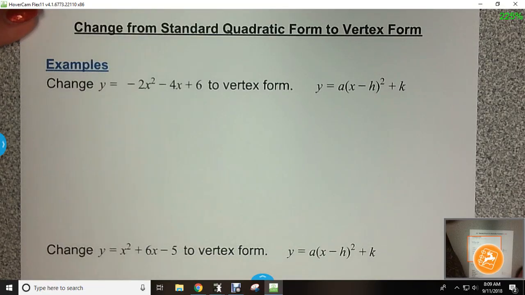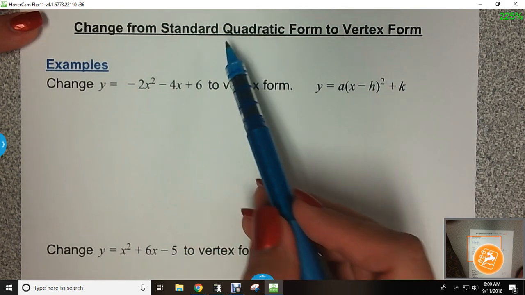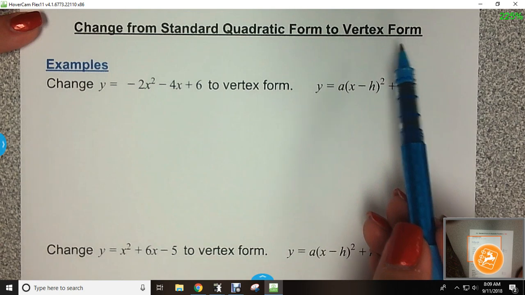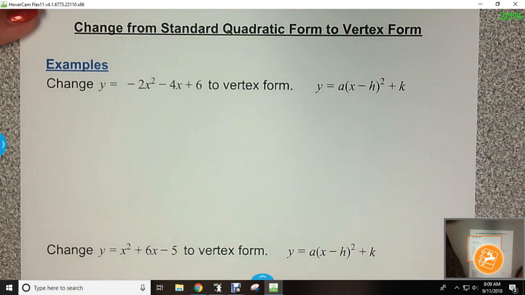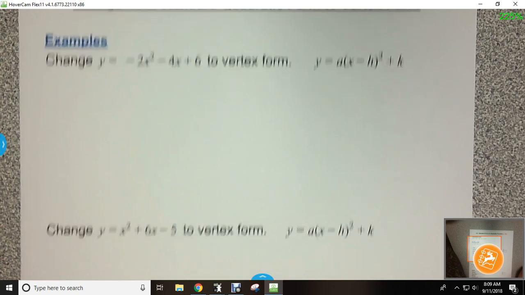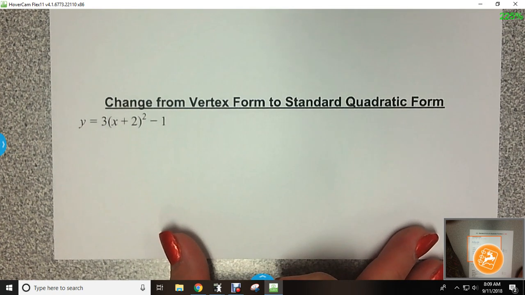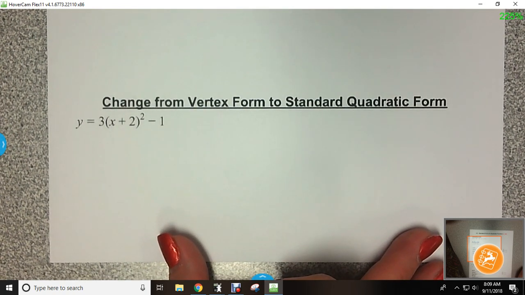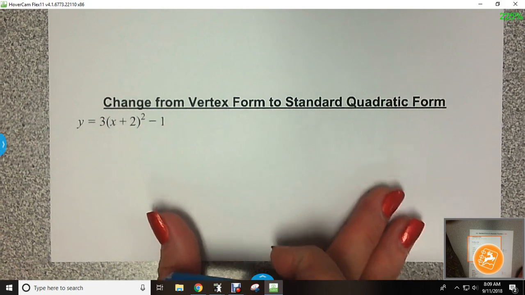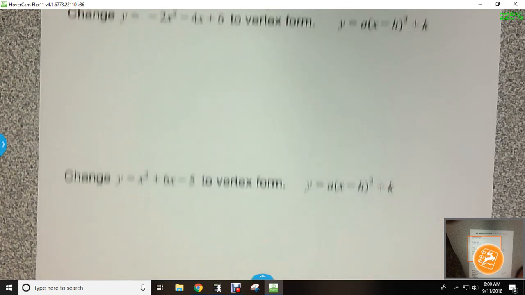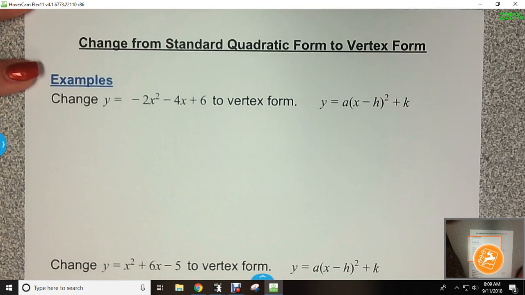Alright, so this is the last video for section 4.2, and this is going to show you how to change from standard form to vertex form. We're going to do 2 examples like that, and then at the end there will be 1 example where we're going to change from vertex form to standard form.